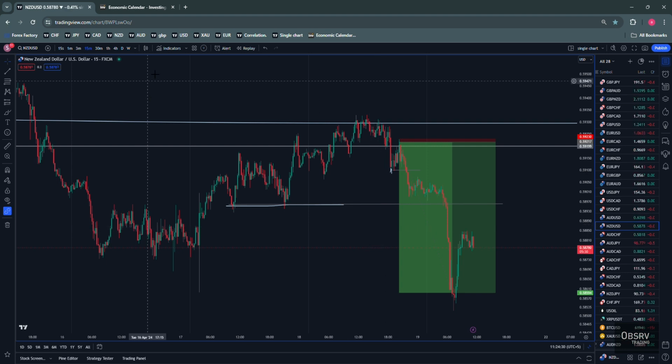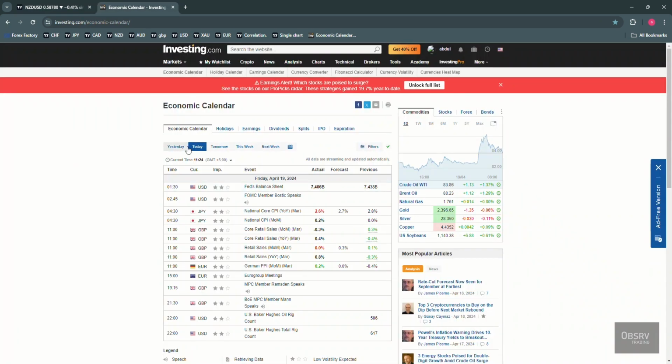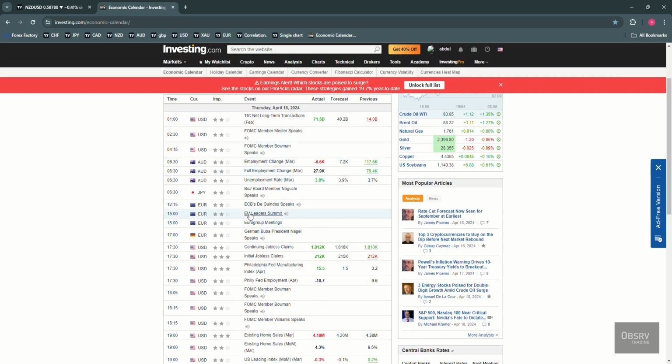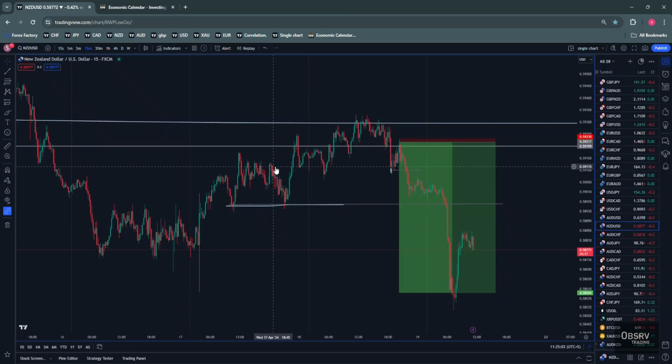So here we go. Let's initially look into the economic calendar for yesterday. We had quite a bit of news on Aussie, nothing on Kiwi though. I took Kiwi dollar for the sell side, so there was nothing on Kiwi, but there was employment change in Aussie, and then we had jobless claims in dollar, initial jobless claims, Fed manufacturing index, and Fed employment. So quite a bit of news in dollar, 30 minutes into New York Open. So this trade is basically coming from a higher time frame.